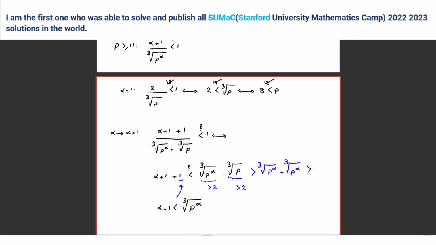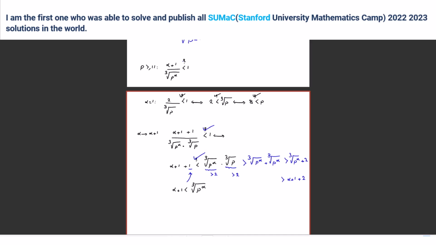Do you agree it's greater than p to the alpha cube plus 1? So do you agree also we can say plus? So it is greater than, by induction, alpha plus 1 plus 2. So we prove, right? Okay, by induction we prove this.